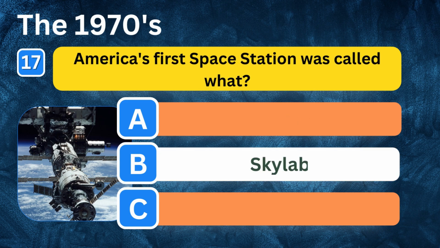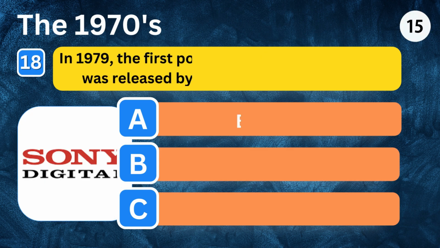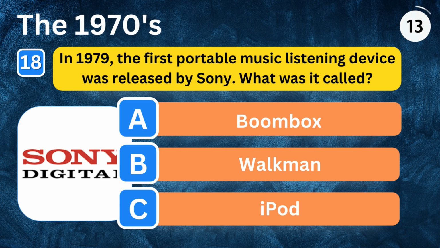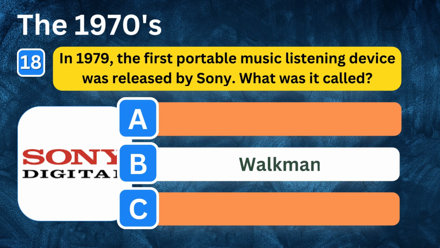It was called Skylab. Question number 18. In 1979, the portable music listening device was released by Sony, but what was it called? Was it a boombox, a Walkman or an iPod? It was called a Walkman.